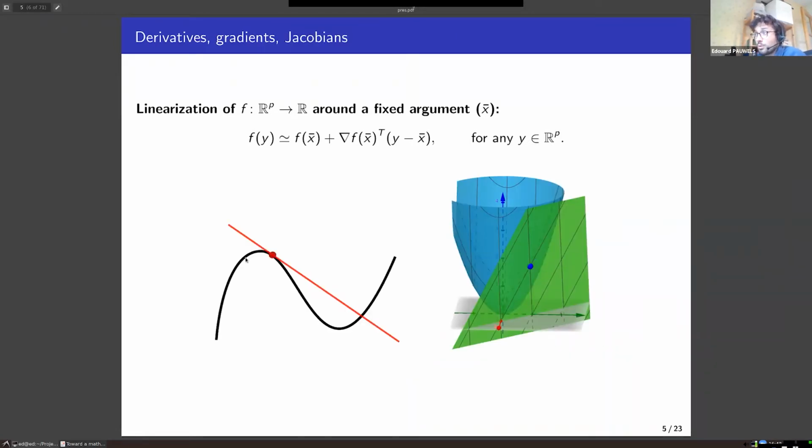So this allows, for example, to draw a tangent to a curve in dimension 1, or to obtain the tangent plane to a graph in higher dimensions. And the idea is always the same. The direction of the plane or the curve is obtained by the derivative. It's related to the derivative.